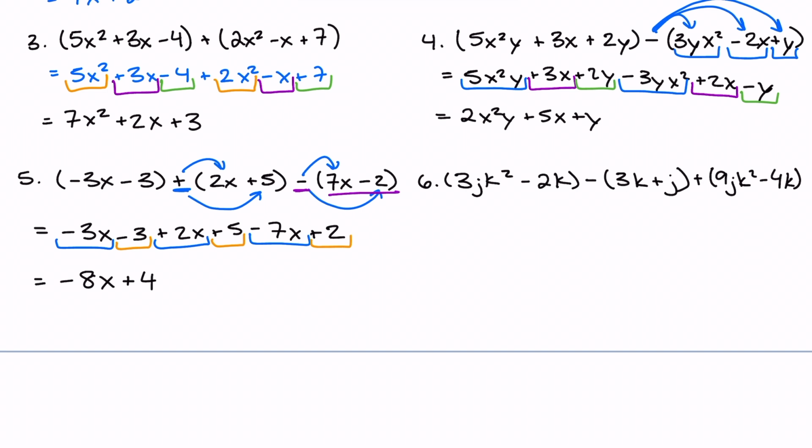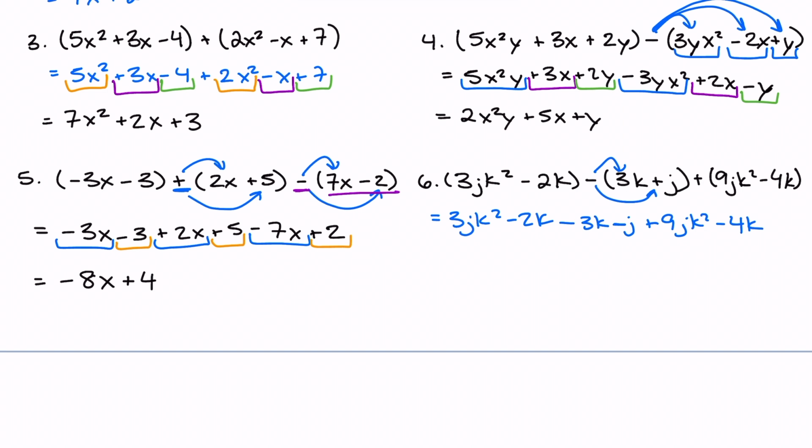And for question 6, let's just do the same thing. So in our next line, we have 3jk squared minus 2k. That would become a negative 3k, and that would become a negative j. And everything else would stay the same, 9jk squared minus 4k.